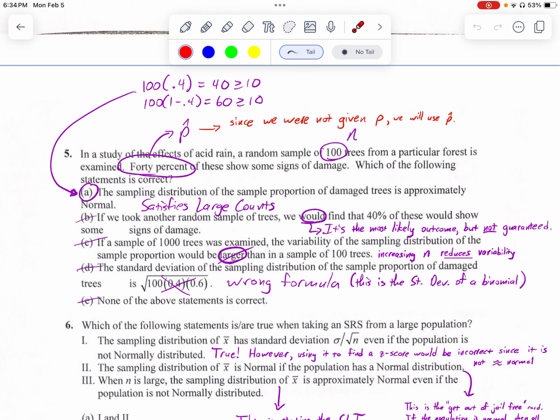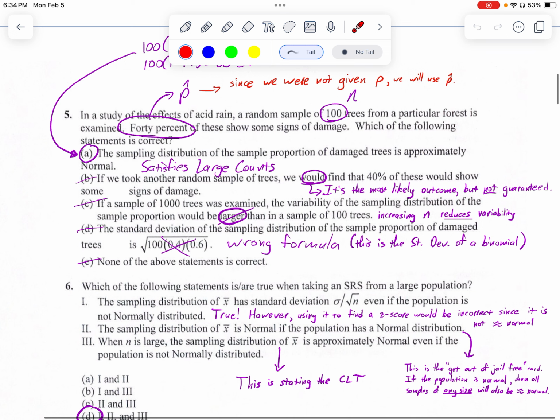Okay, and what does it say? It said there was a random sample of 100, so that's N, and 40% of them showed signs of damage. So this is the result of the sample. This is P hat, okay? Which of the following statements is correct? Let's go through the wrong ones first.